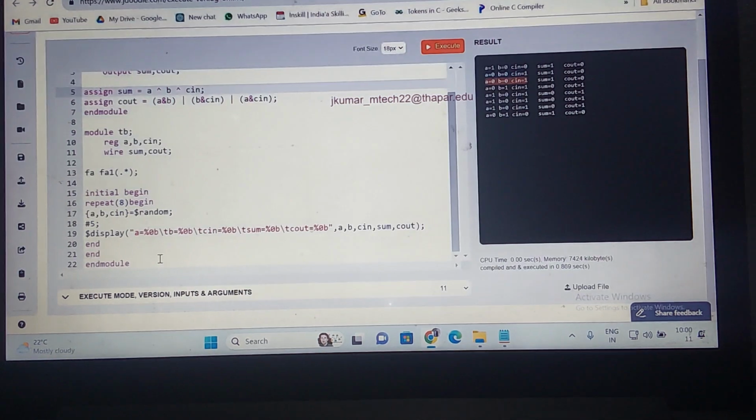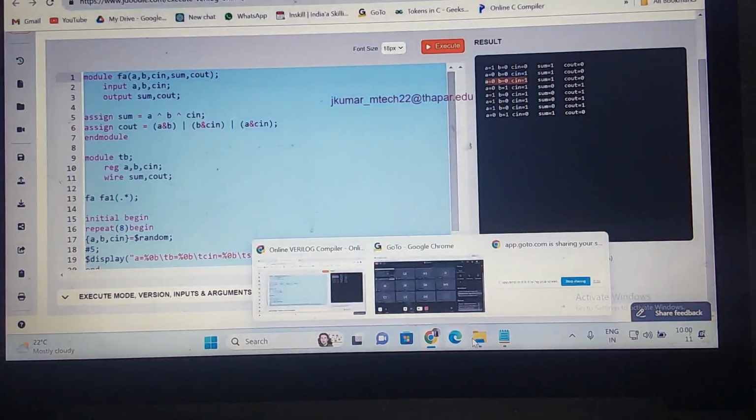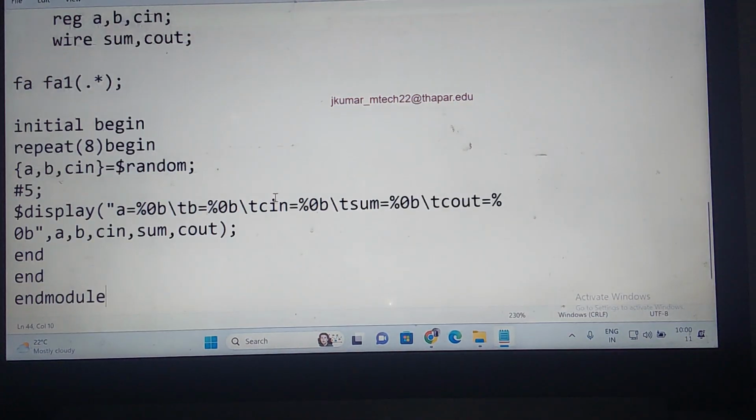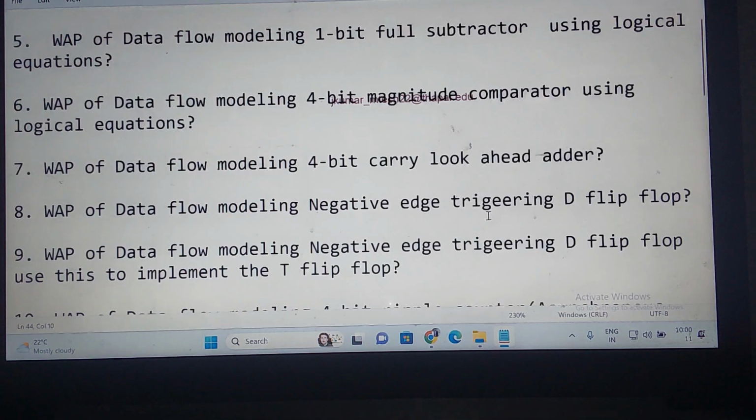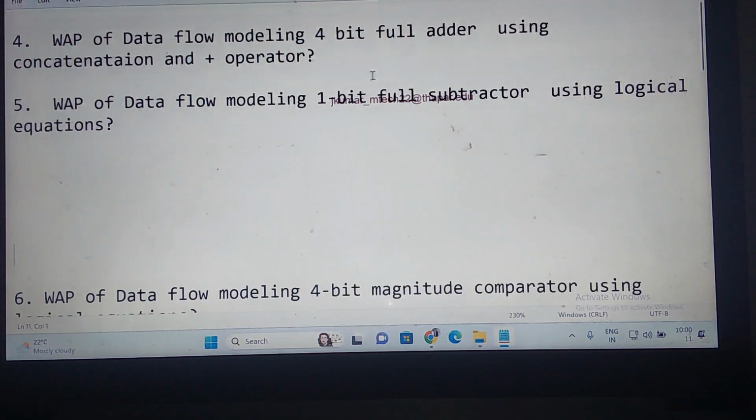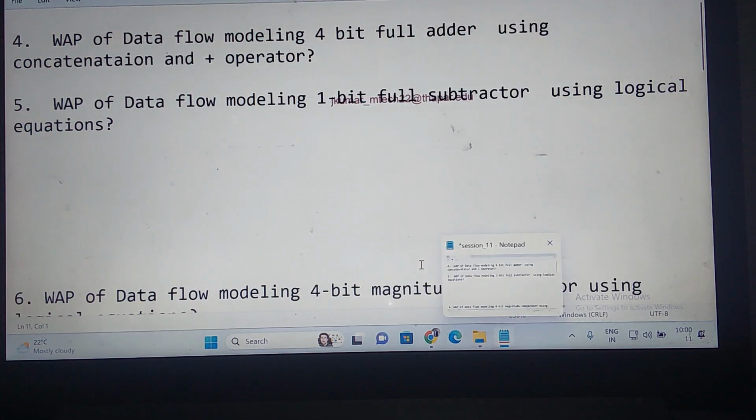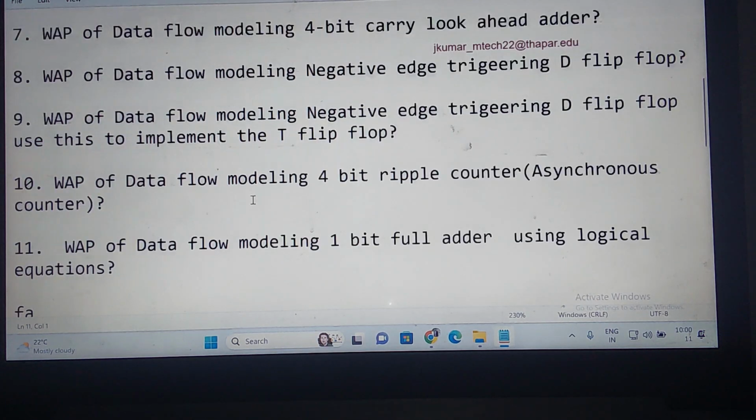Now let us do same thing here for what? This is for 1 bit full adder. Now there is one question I was asking: 1 bit half subtractor. Sorry, full subtractor, not half subtractor. This is full subtractor. What is full subtractor? Decimal notation, sir. Full subtractor decimal notation.